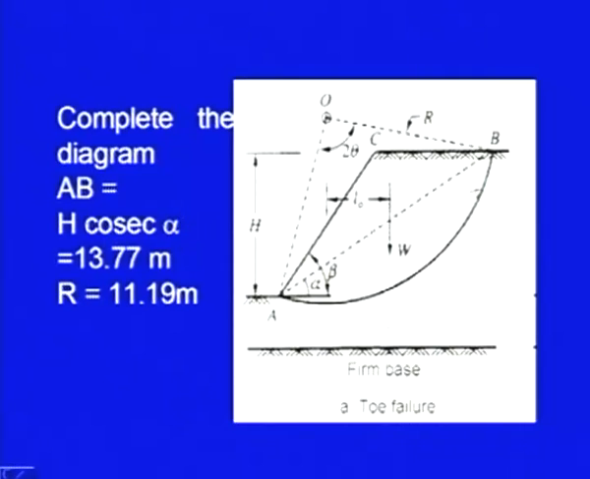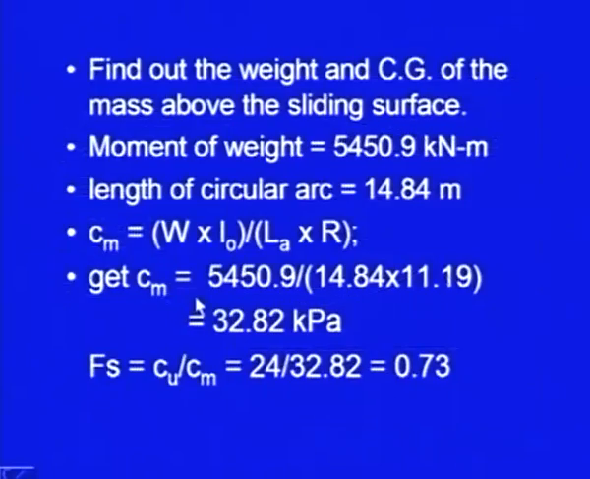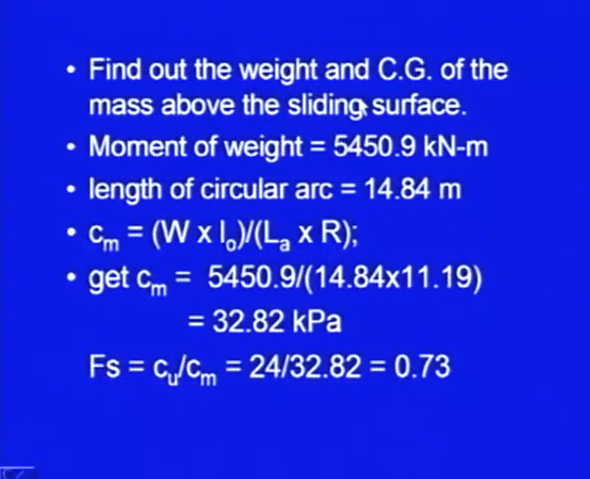So, here AB comes out to be h into cosec of alpha, which is 13.77 meter, and the radius in this particular case comes out to be 11.19 meter. I am not showing the rest of the calculations, they are simple. You can use the geometry, and then you can find out the weight and Cg of the mass above the sliding surface. Then you can find out the moment of the weight, as I discussed. This moment will be weight into its Cg from the center of the circle. In this case, I got this value.